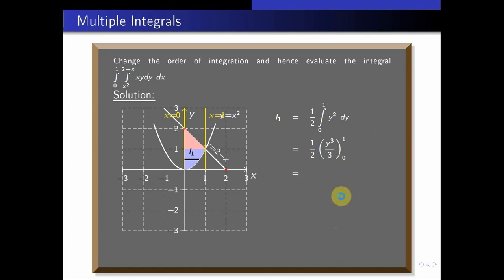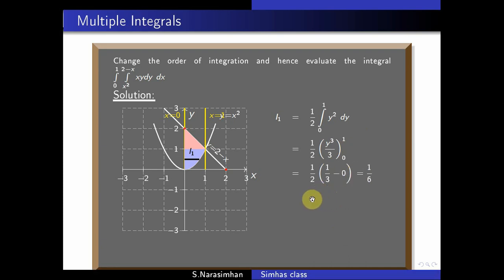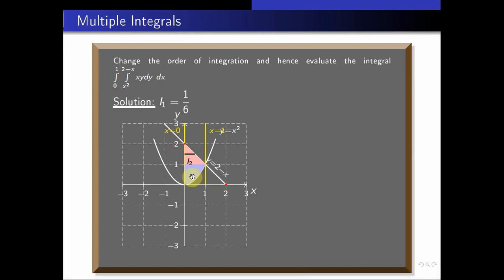So it is 1 by 2 into, in place of y, if I am substituting the upper limit, it is 1 by 3 minus, if I am substituting y is equal to 0, it is 0. So this is equal to 1 by 6. So I1 value is 1 by 6. So this region we integrated, that value is 1 by 6.